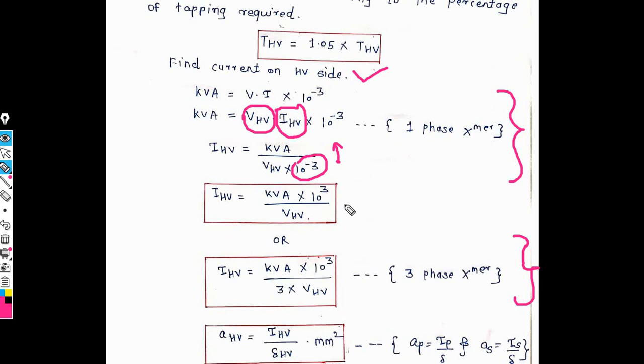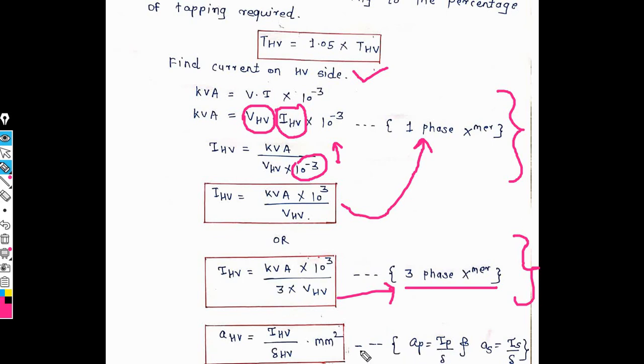This is the high voltage winding current for a single phase transformer. Then go to the three phase transformer. That is IHV is equal to KVA into 10 raised to 3 upon 3 into VHV. This is the formula of high voltage winding current for three phase transformer.